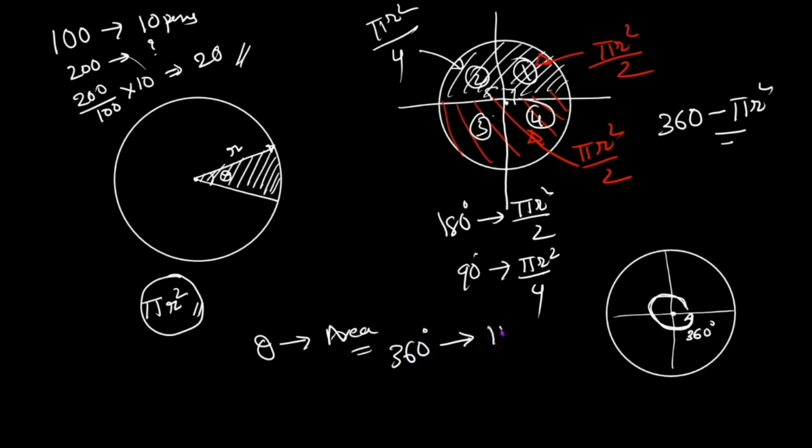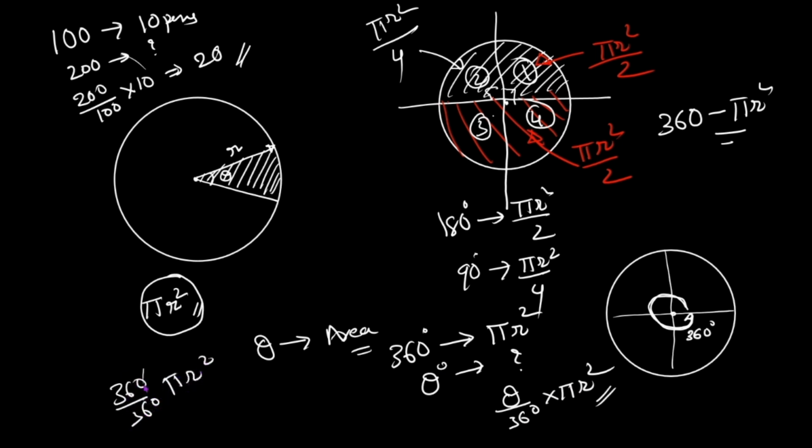Similarly, for 360 degrees, the area of the circle is pi r square. For theta degrees, how much is the area? You just do theta by 360 into pi r square, right? When theta becomes 360, it will become 360 by 360 into pi r square, so that gets cancelled. So the circular area will become pi r square. So the sector area can be calculated as theta by 360 into pi r square.